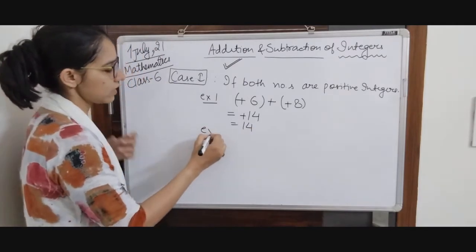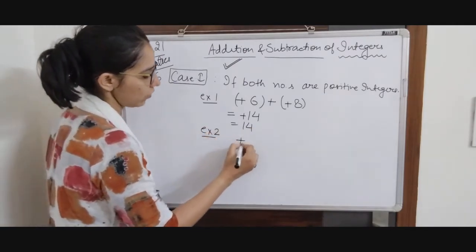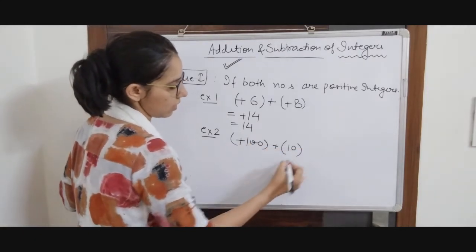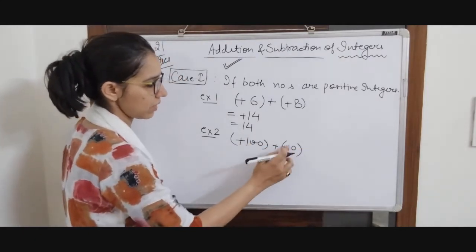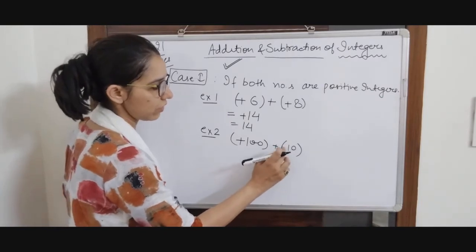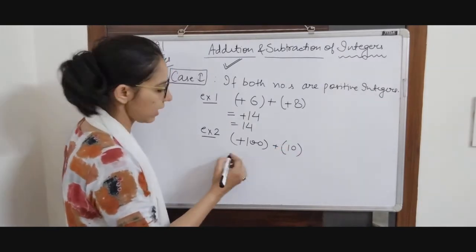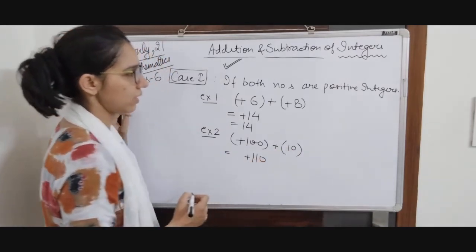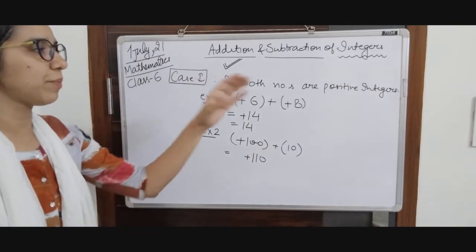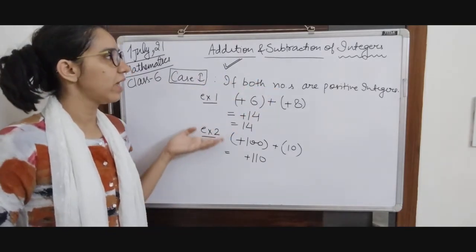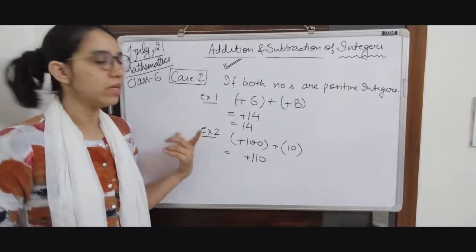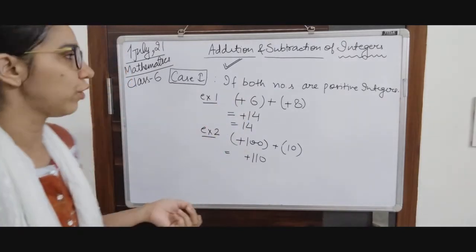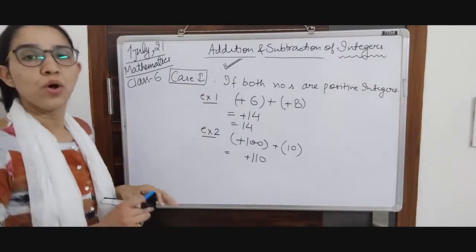We can take another example. Suppose it is plus 100 plus plus 10. If there is no sign, it means there is plus sign. We will add both the numbers, 110, and we will put plus sign. So if both numbers are positive integers, addition is comparatively easy. We will just add the numbers and put positive sign in front of it. This was case number 1.